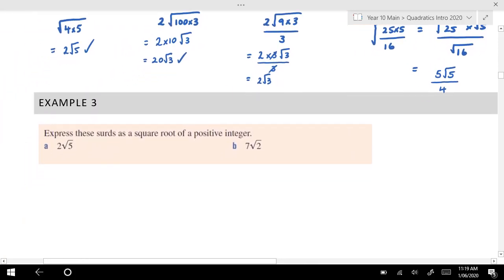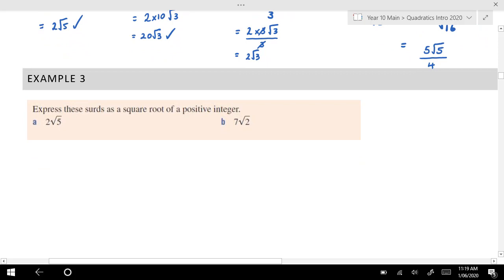Okay, now we can also go the other way. It says express these as a square root of a positive integer. So if you think about it, the square root of 4 would be 2, and I want to bring that out the front, so what I could do is replace that 2 with the square root of 4. Technically, we can just go the other way. Now, the square root of 4 times the square root of 5 is the square root of 20. So there you go, that's our positive integer. Our positive integer is the square root of 20.